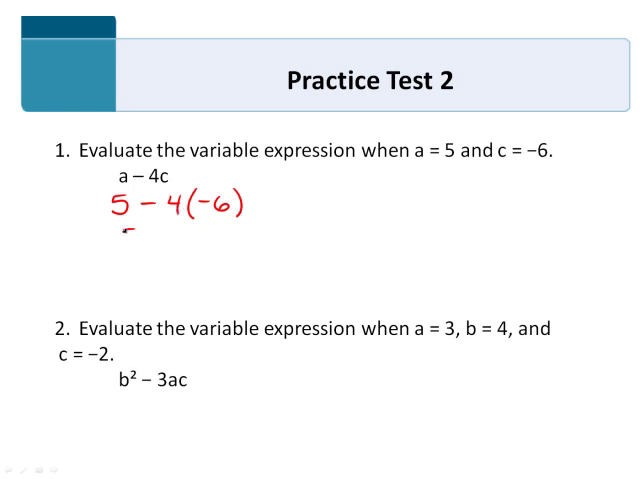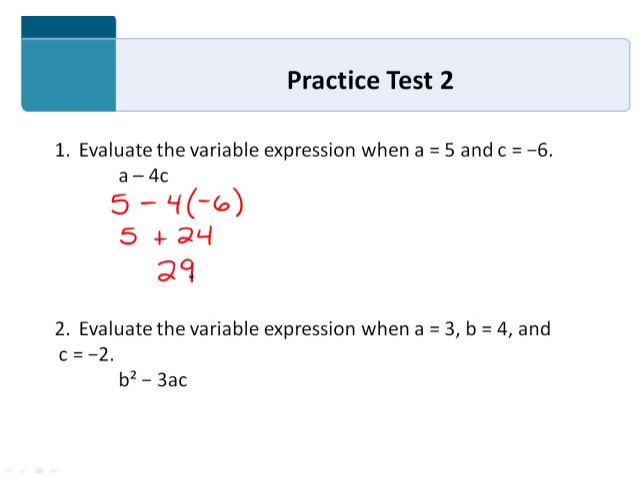So bring down the 5 and we're going to multiply. Take the sign with the 4. It's a lot easier. -4 times -6 is a positive 24. And then you just add and you get 29.